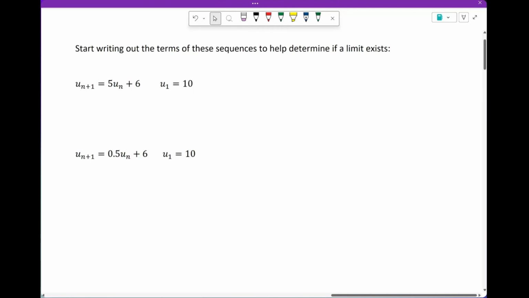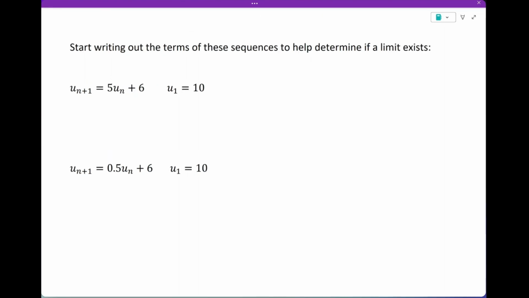In this video, we're going to look at finding the limit of a linear first-order recurrence relation, if it exists. So here it says start writing out the terms of these sequences to help determine if a limit exists. Okay, so our first one here then, u_(n+1) is equal to 5u_n plus 6, and we're given our first term to get things going. So let's make use of the calculator to do this efficiently.